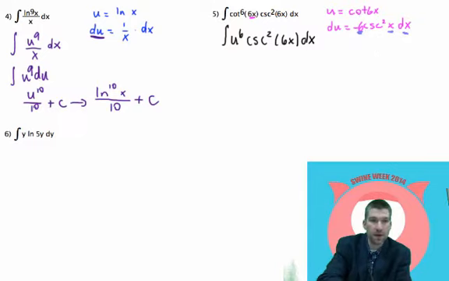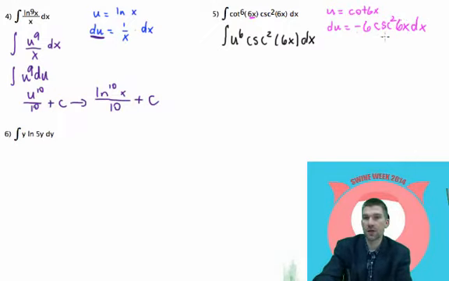By the way, I have messed up this derivative. Let me just write it cleanly. So this is going to be negative 6 cosecant squared 6x dx. Okay, so all we have to really lose is that negative sign. And that would give me negative du equals 6 cosecant squared 6x dx.